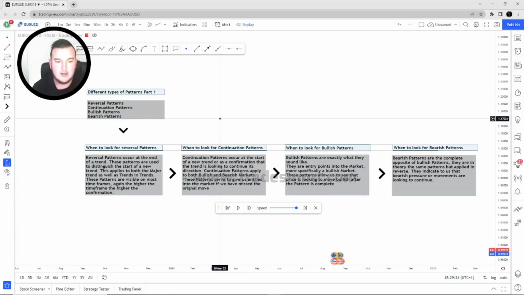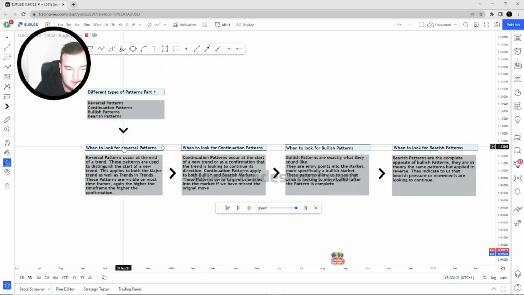Okay, the next one we need to look for is continuation patterns. This is where again people confuse the criteria of when to apply them with a trend that does not suit this pattern. Continuation patterns occur at the start of a new trend or as a confirmation that the trend is looking to continue. Continuation patterns apply to both bullish and bearish markets. These patterns serve to give us entry into the market if we have missed the original move. The reason there are arrows here on the screen is because they follow a criteria. So these are the kinds of patterns.